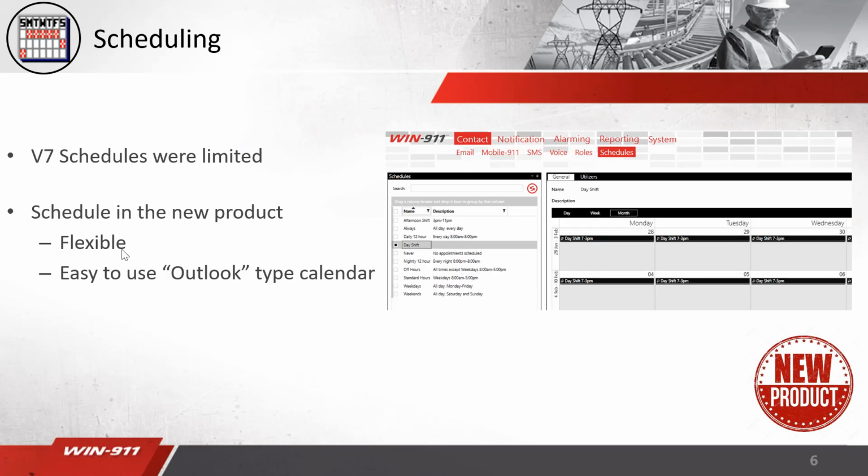On these next few slides, I'll talk through the differences between version 7 and the new codebase. First of all, version 7 was very limited on your scheduling. However, now with the new codebase, we have a flexible Google or Outlook type of calendar where you can create a schedule and then assign that to a specific user. So if a person goes on or off shift, you can change your schedule. This is very easy and flexible to use.